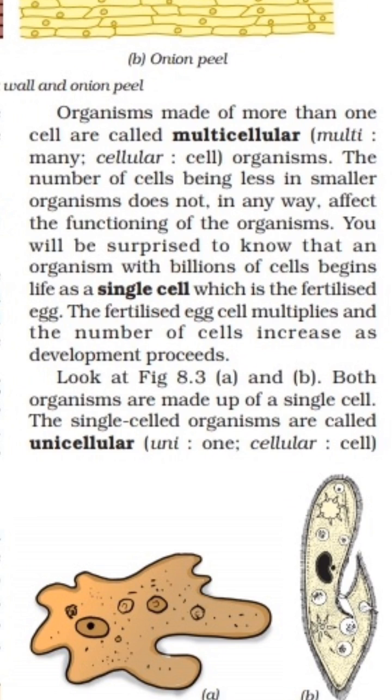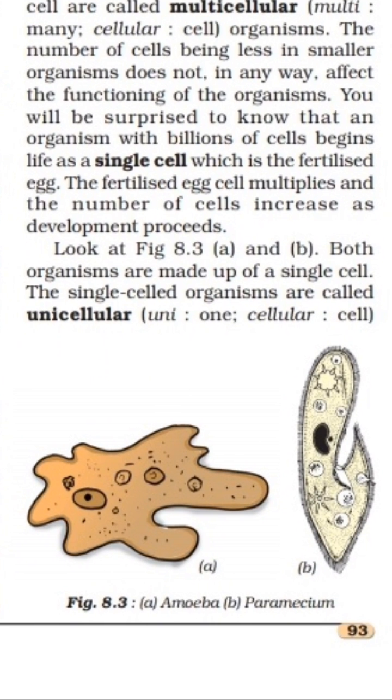The fertilized egg cell multiplies, and the number of cells increases as development proceeds. That fertilized egg multiplies itself in the number of cells, and then the number of cells increases and development proceeds. Now the next point, we will learn this concept in chapter number 10 and 11. Now look at the next point.